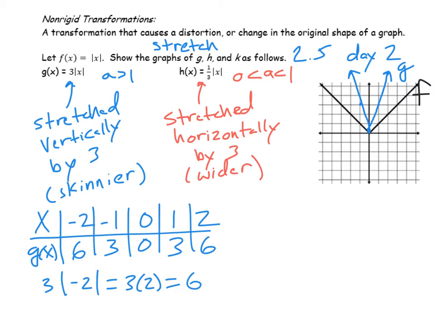And that's what we mean by skinnier, right? Taller and skinnier. It was stretched vertically by 3. For each x value, the y value is going up 3 times as fast. Let's do another one and take a look at h.